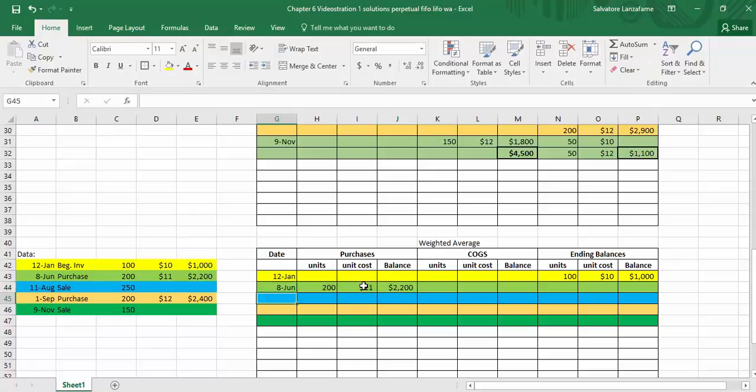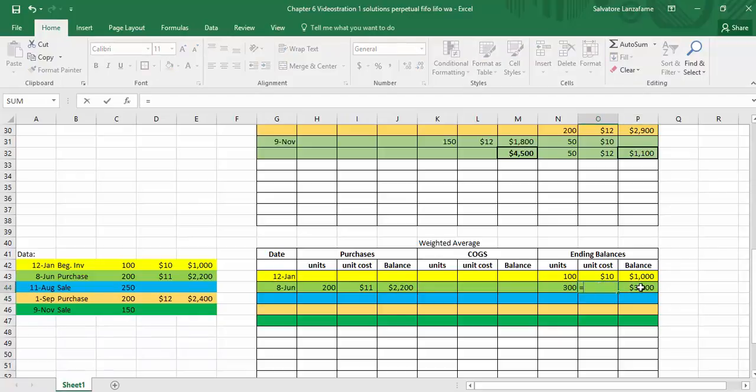But now here's where weighted average differs from the previous two. In this technique, we don't care which ones came in first or which ones are leaving first, it's irrelevant. We're doing an averaging type of format here. So you take your old units of 100 and add your new units of 200. Now we have a total of 300 units. Skip the unit cost column and go to the final dollars. I had $1,000 worth of inventory, I'm adding another $2,200 worth, so I now have $3,200 worth of inventory.